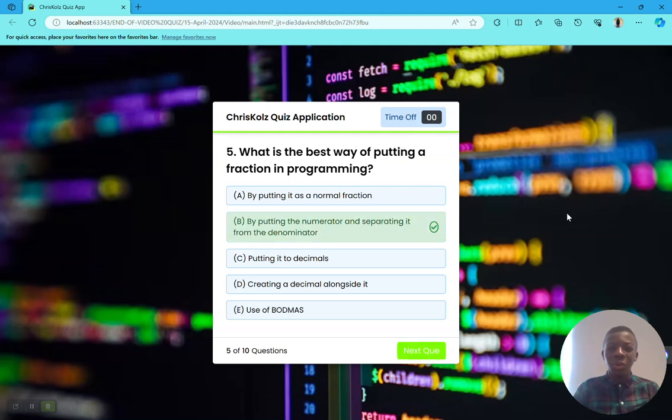There are 2 methods of doing this. Number 1, by putting the numerator and separating it from the denominator. And number 2 is the smartest one you could ever do. All you need to do is multiply the numerator, which is the variables, by the number in the fraction, and then you divide it by the denominator, which is also the number you're going to put at the denominator in a fraction. Those are the 2 methods. We're going to do the next 5 questions, and after that, my motivational quote comes, and then we're going to run the program.